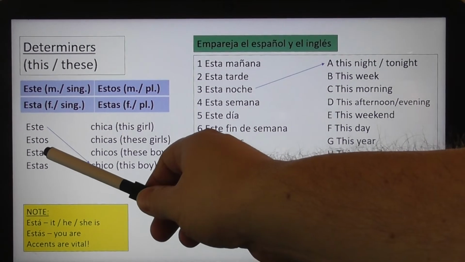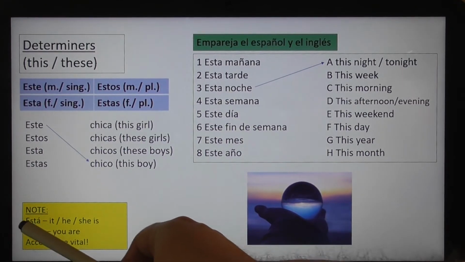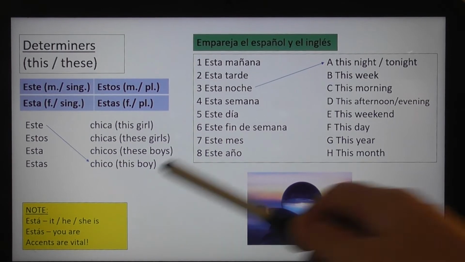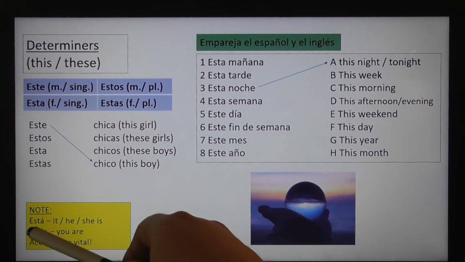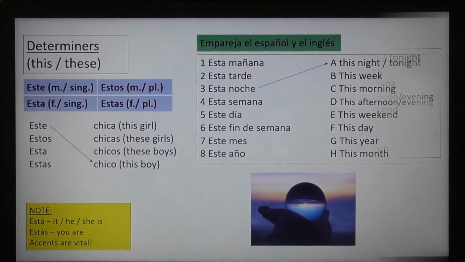A word of caution to you, I've already mentioned how important accents are, and here's another example. For example, the word esta, meaning this, if you add an accent to the end over the A, está, then it means it, he, she, is. And we've seen that when we were talking about where our homes are located. Likewise, estás, you are. Okay, so make sure you check those out, please.